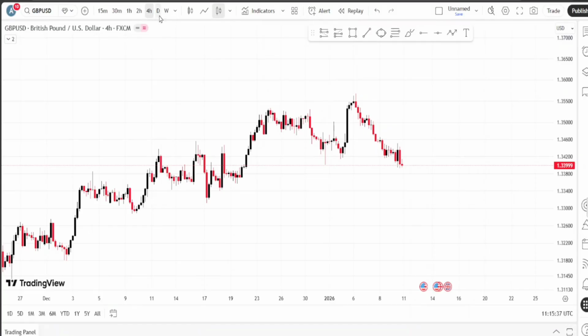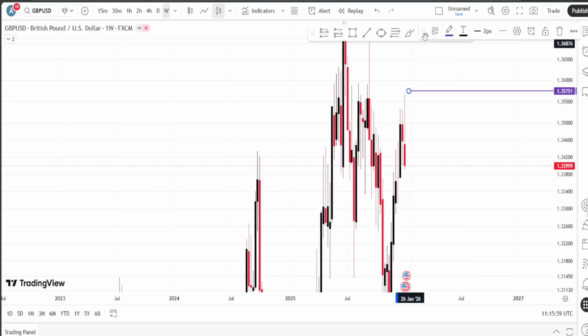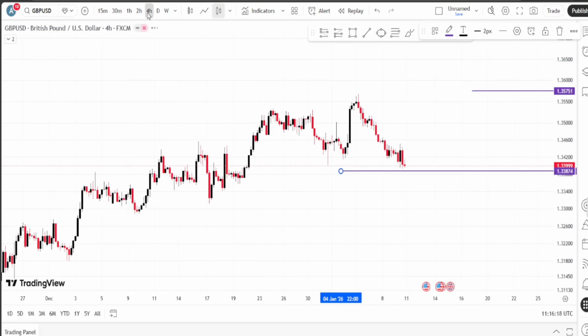Okay, so last week we spoke about this chart. This is the weekly chart here, and this is last week's chart. This was last week's weekly high, and then we have the weekly low here. So let's come to the 4-hour chart, for instance.